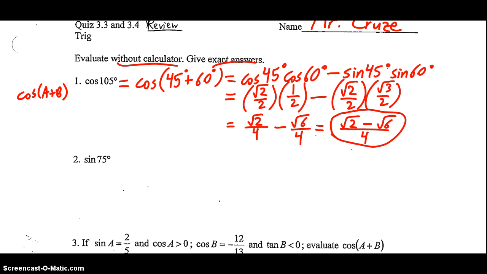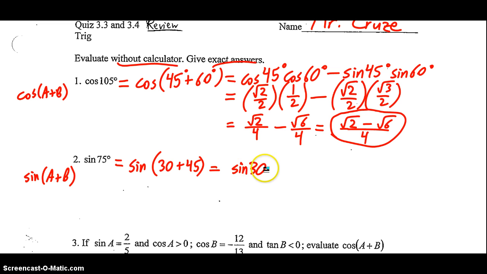Okay? Sine of 75, let's do the same thing. Let's see if we can maybe combine a couple angles to get that. And we can if you take sine of 30 plus 45. Now, there's a formula for sine of A plus B, right? So you can do sine of 30 cosine 45. Sine is always the same sign, so we're good there. Plus cosine of 30 sine of 45.